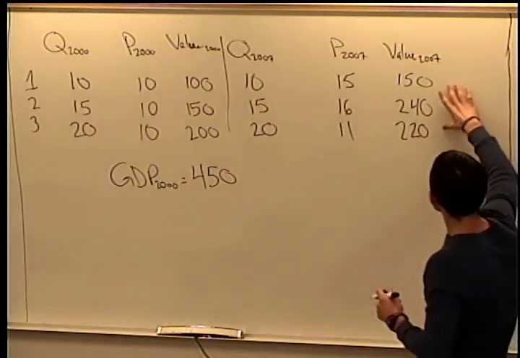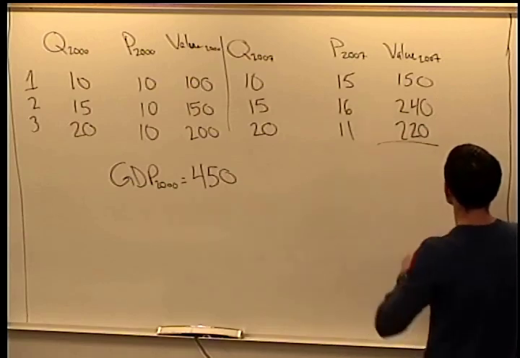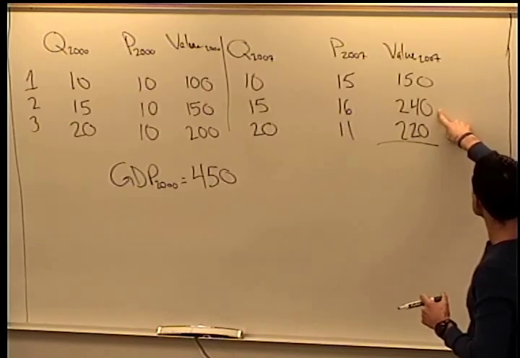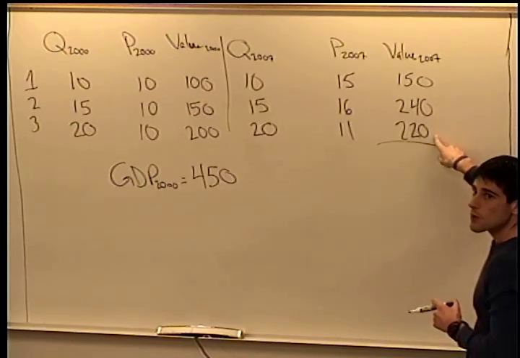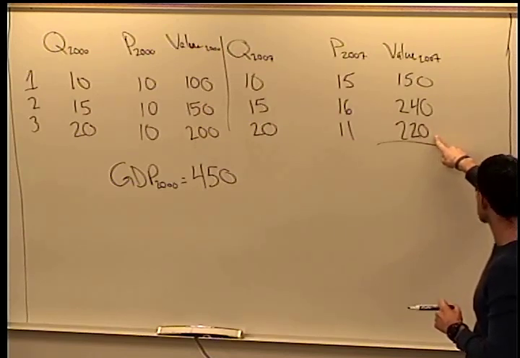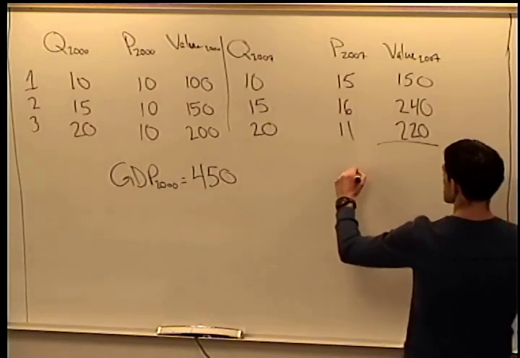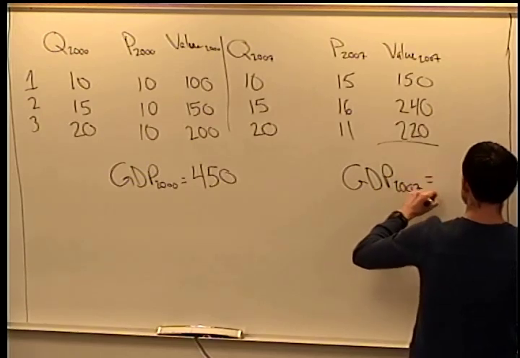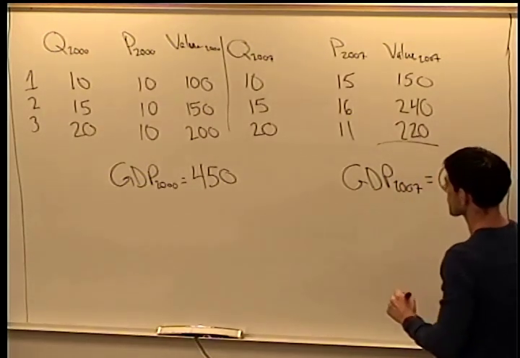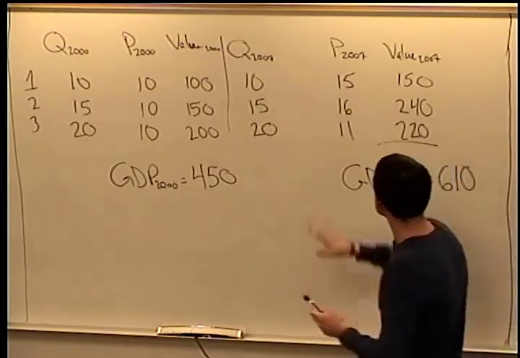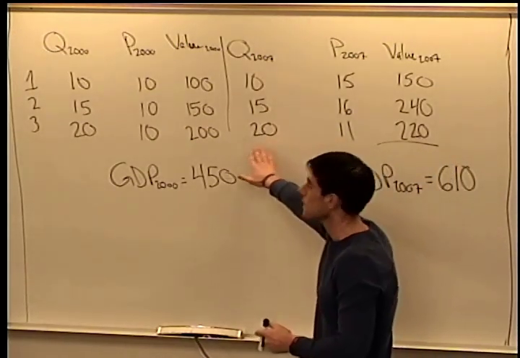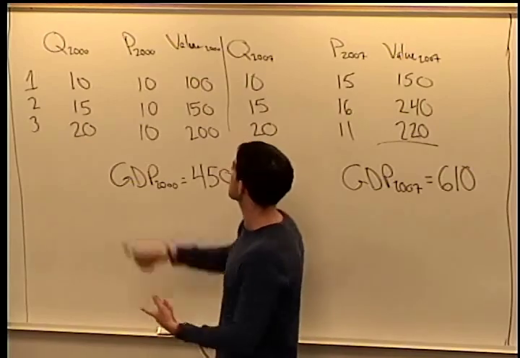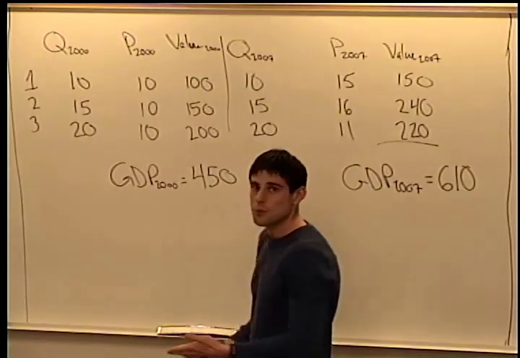Okay, so if we add that all up, we produced 150 plus 240, which is 390, plus 220, so that's 610. So GDP in 2007 would be measured as $610. If we look at production, production remained the same. We produced 10, 15, and 20 in each year, so overall production was constant. However, prices increased, and that's what we call inflation.